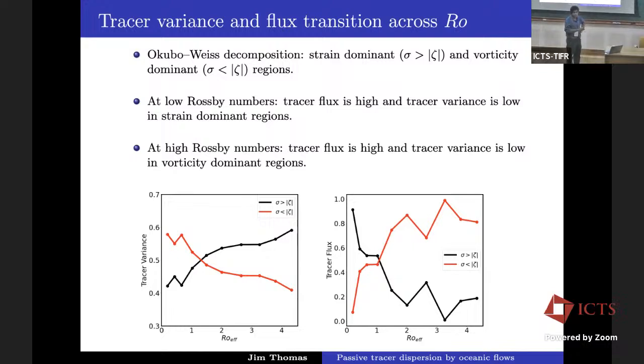In the earlier part of the talk, I said there's a transition in the flow as you go from mesoscale, low Rossby, to high Rossby sub-mesoscales. We see a similar transition as you go from low Rossby number to high Rossby number for all the tracer dispersion characteristics.